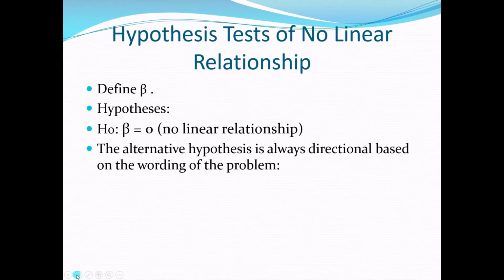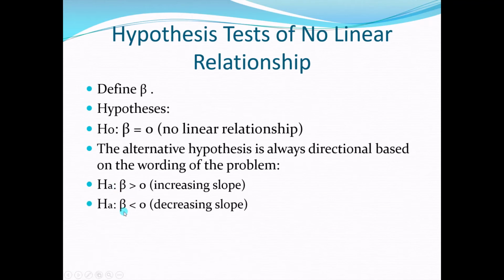All right, the alternative is always directional based on the wording of the problem, okay? So if they ask you, is there evidence of an increasing slope or a positive relationship, then that will be your HA. If they mention decreasing slope, then that means you'll have a beta less than 0 for HA. Now they may actually say, do you have evidence of a linear relationship, which means it could be increasing or it could be decreasing, in which case it's a not equal to.